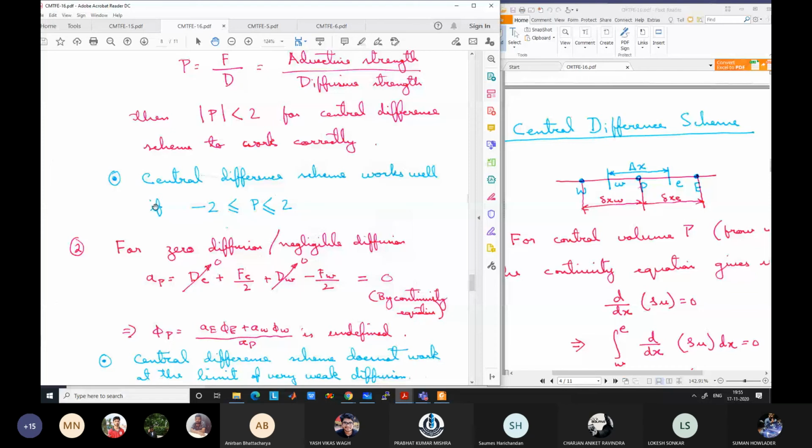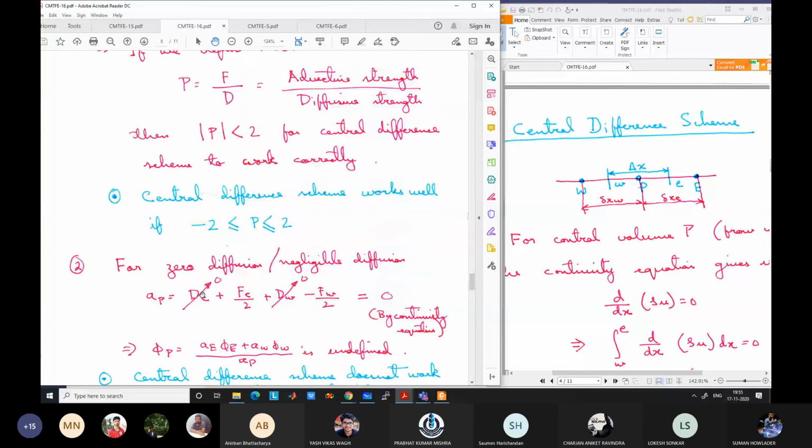In those cases, if D is not present, if we can ignore it, it is almost equal to 0. If you remove it, this AP term, which is nothing but dE plus FE by 2 plus dW minus FW by 2, okay, that is how we have discretized it. If you remove D, you will be just left with FE by 2 minus FW by 2. And what is the value of FE by 2 minus FW by 2? By the continuity equation, this is equal to 0.